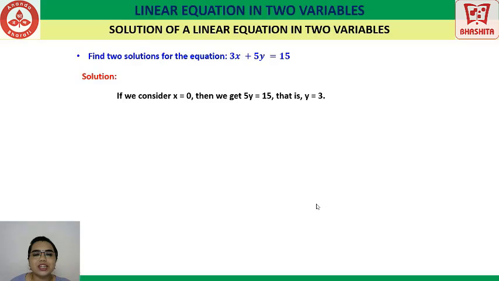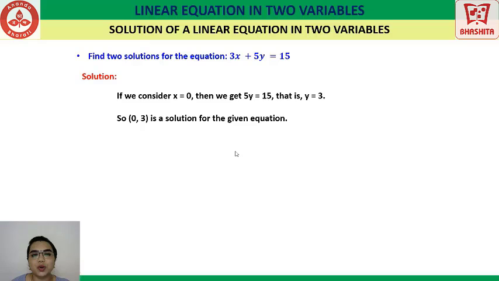So first let us consider x is equal to 0. What do we get? We get 5y is equal to 15, so y is equal to 3. When x is equal to 0, y is equal to 3. So what is the ordered pair? It is 0 comma 3, right? So here 0 comma 3 is a solution for the given equation. Let us consider another solution.